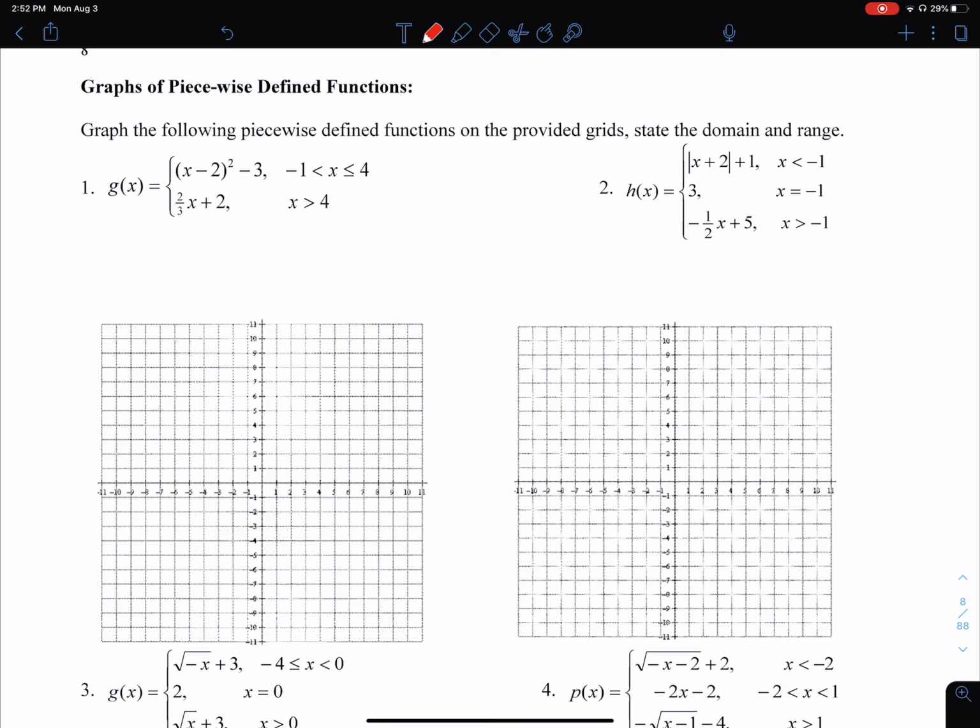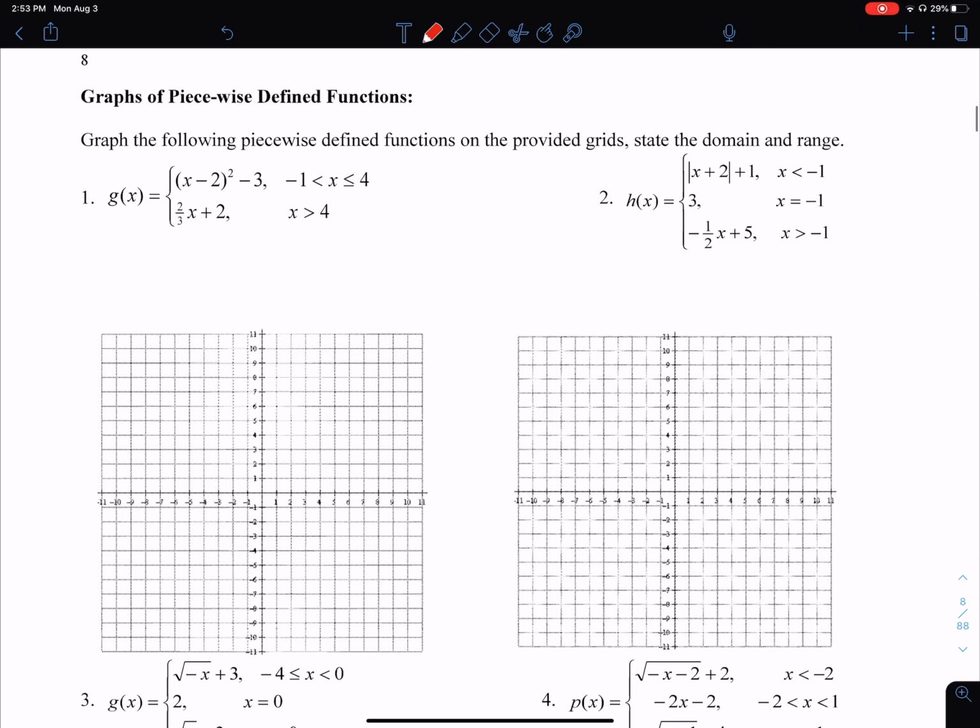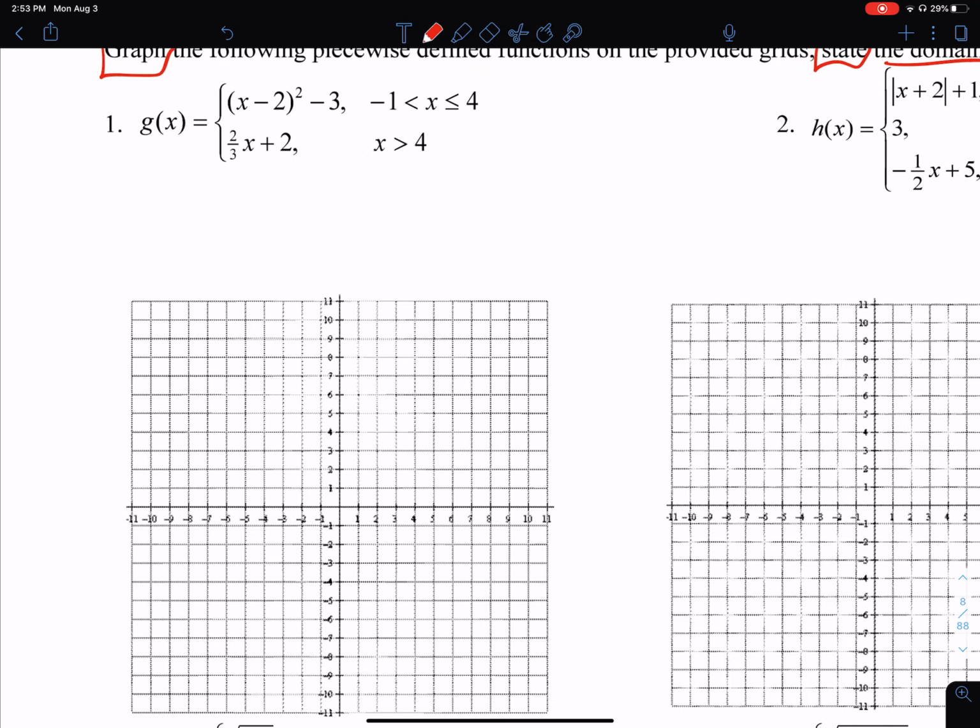Graph the following piecewise defined functions on the grid provided. State the domain and range. So we've got a few things we've got to do here. We are supposed to graph, which is no easy task, and then we have to state both the domain and range. So looking at number 1, let's identify what each of these graphs are.